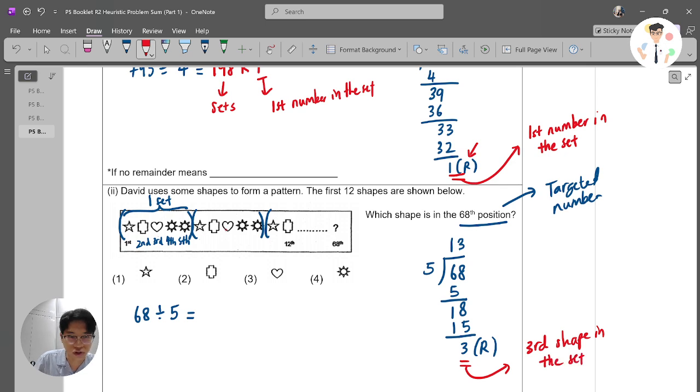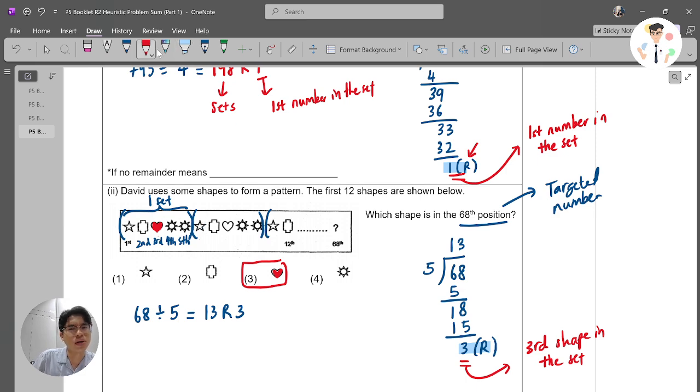So what is the third shape? It is a heart shape. That's why the answer is option number 3, because it is about the heart shape. Okay, so of course, we can write here 13 R 3. And this is very important because what we need to know is just the remainder. The remainder will help us decide what is actually the shape.